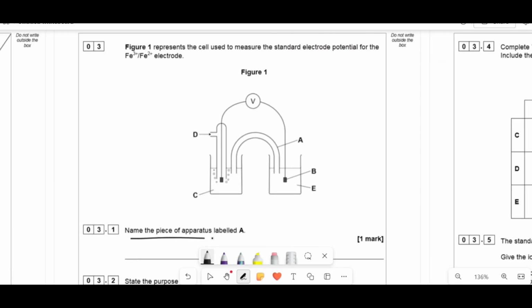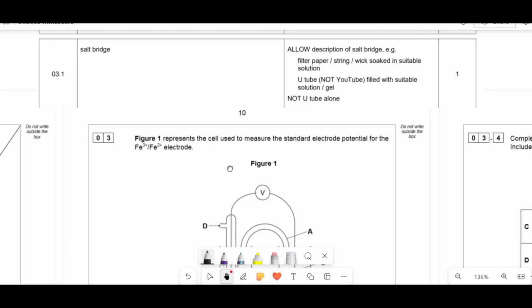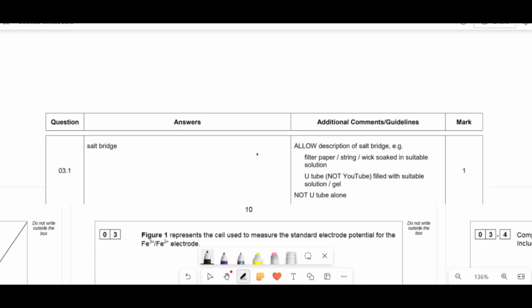So it's saying, name the piece of apparatus labeled A. That's just a salt bridge. It's connecting the two there, right? These two half cells. However, if we have a look at the mark scheme, it says allow description, whatever, and then it says YouTube, not YouTube.